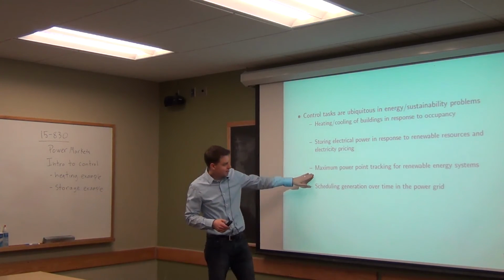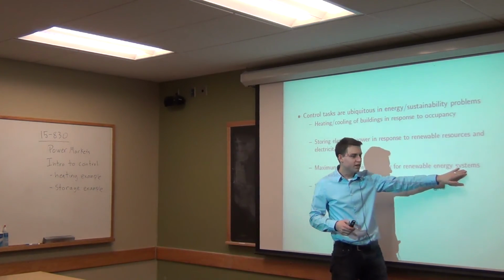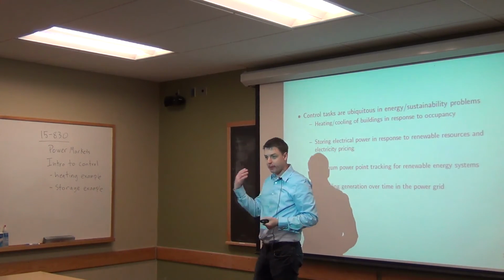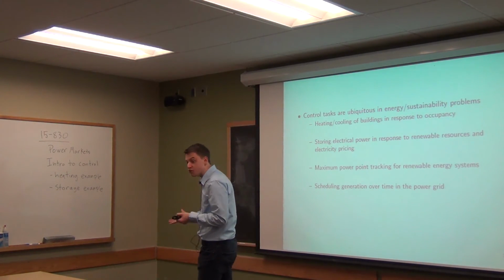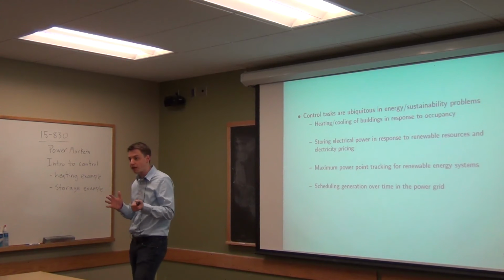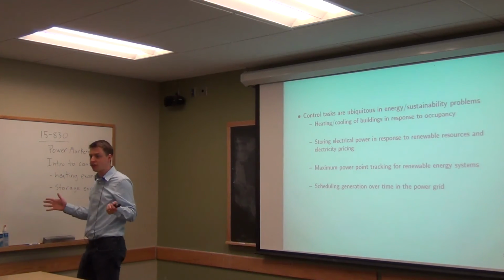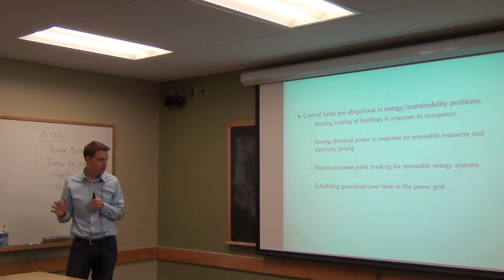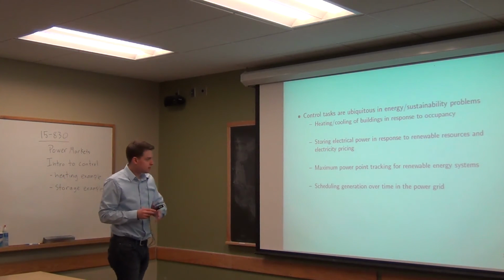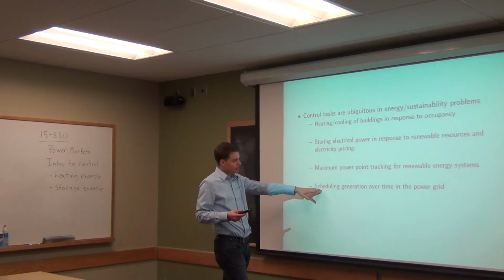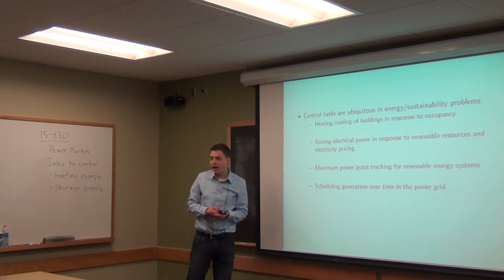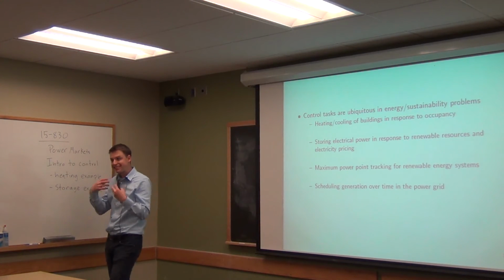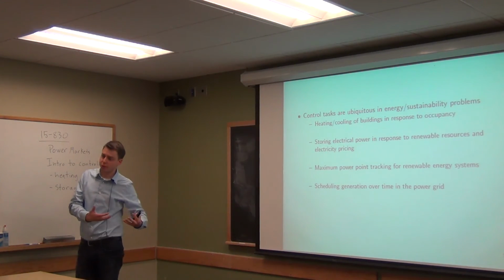Something else is maximum power point tracking. If you want a system like a wind turbine or a solar panel to be generating the maximum power it can, you actually want to track different operating points. It depends on external conditions, but you also have constraints, like you can't change them too fast. And finally, even something like generation scheduling, where you actually have to take into account the temporal component rather than just the instantaneous component, which is what we thought about in terms of optimal power flow.